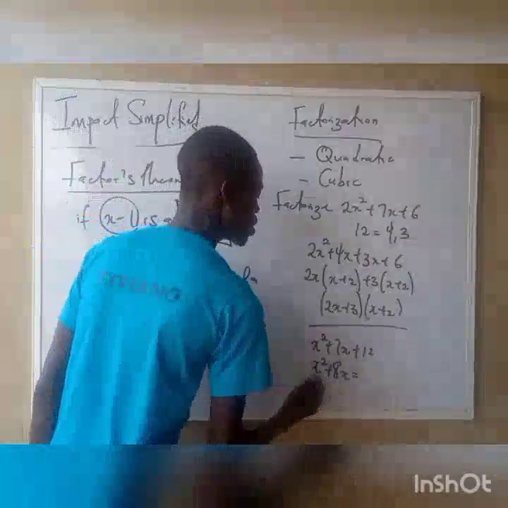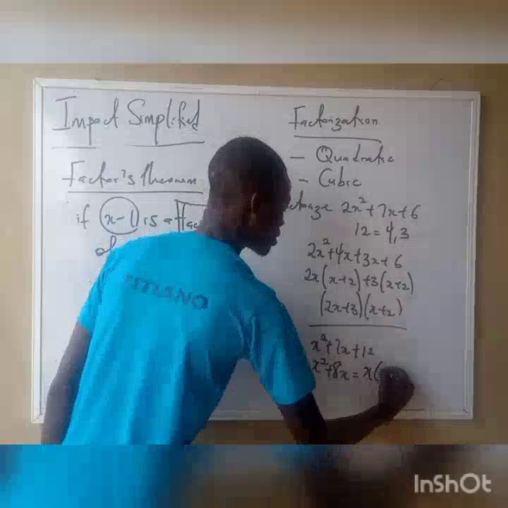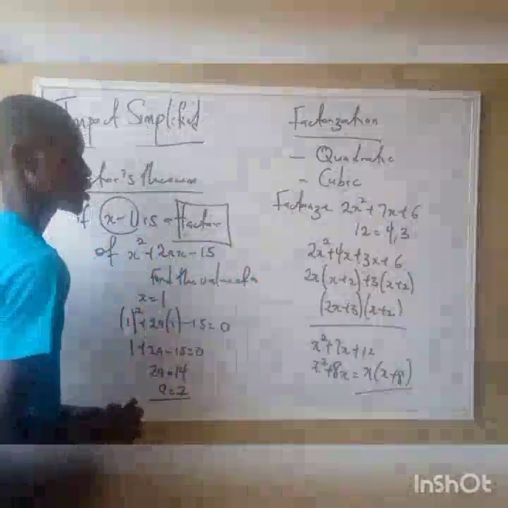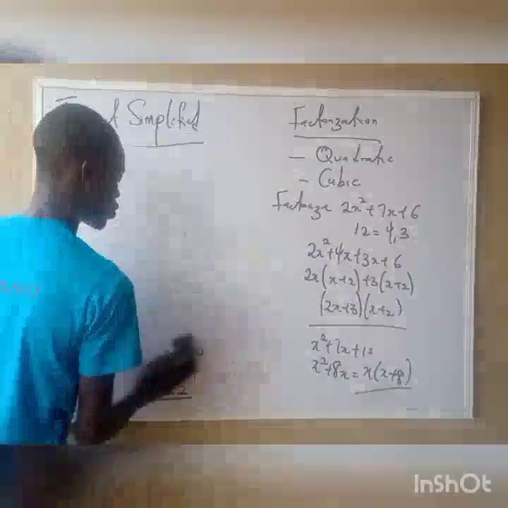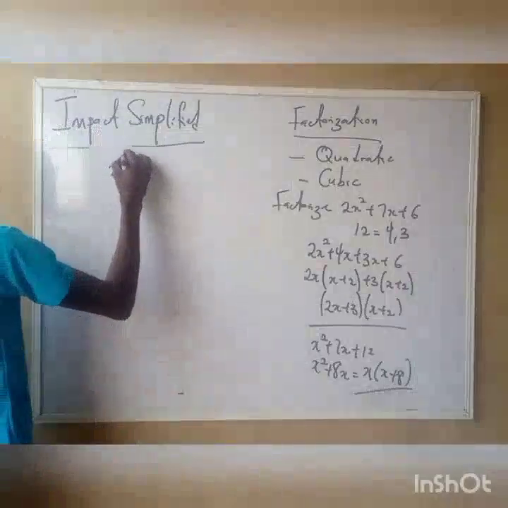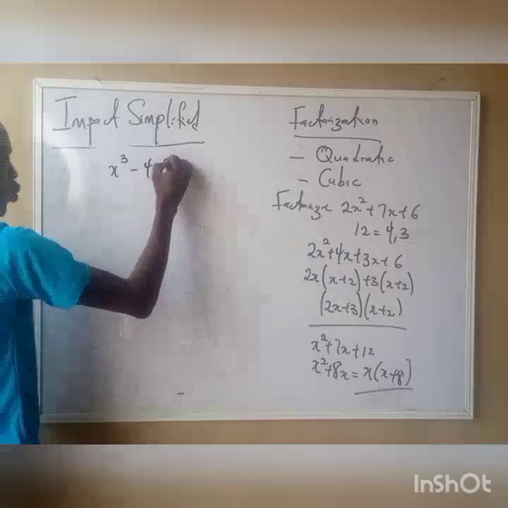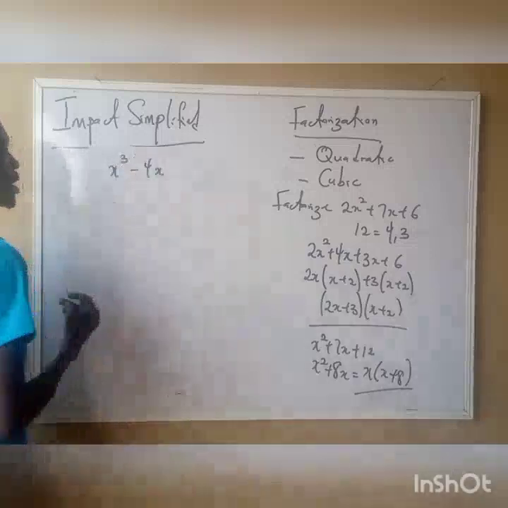Now there is nothing we need to do other than look at what is common. And looking at it, x is common, and that will give us x into x plus 8. Now let me give you another question, trying to mix it with a difference of two squares. We have it as x cubed minus 4x.